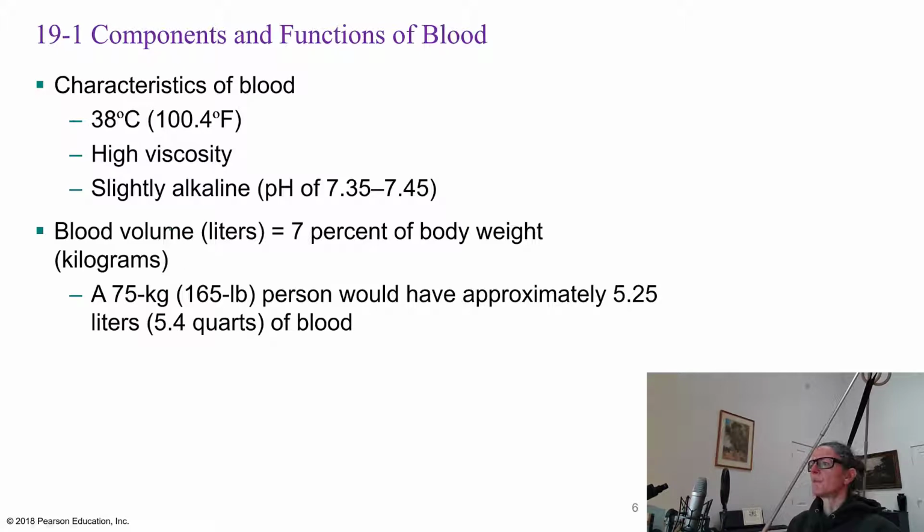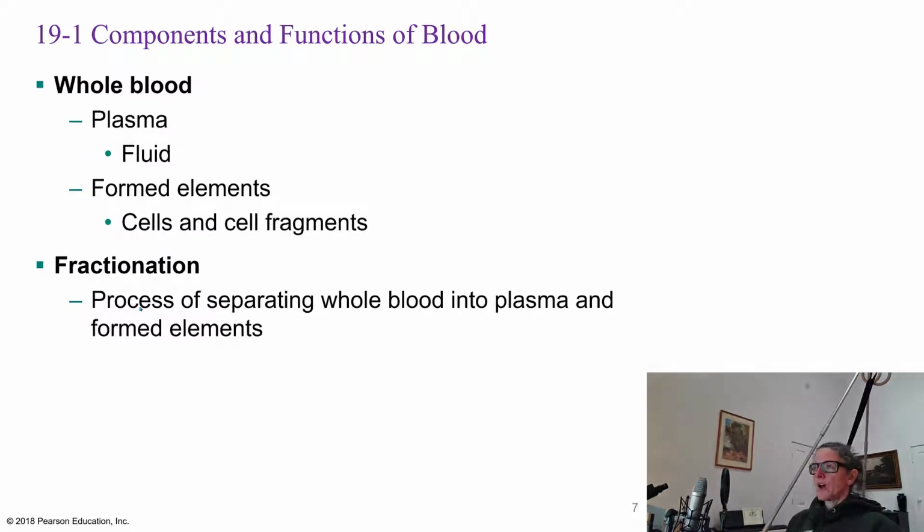When we look at blood volume, we'll find that it's about 7% of body weight. Just as a reminder, the weight of 1 liter of water is 1 kilogram, so approximately 2.2 pounds. Because of the formed elements in blood, blood's going to weigh a little bit more. But if we take a 75 kilogram person, this is sort of an average weight, that person would have approximately 5.25 liters of blood.